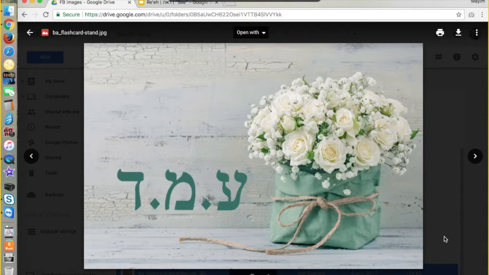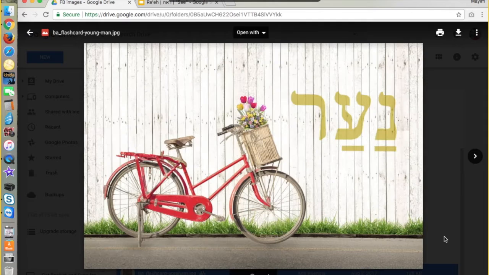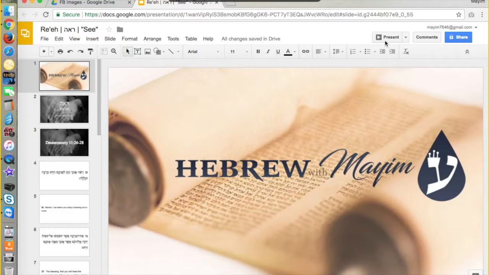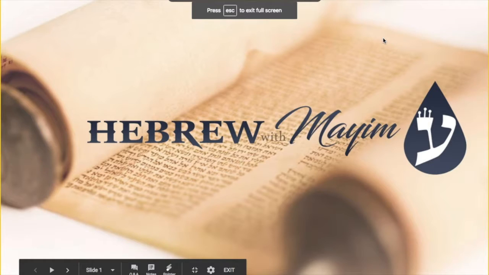Maybe I should change the picture for this one. This is for he stood. Na'ar, and Na'ar is young man. So this is a picture of a young man's bike, and he's going to give some flowers to someone. All right, that's it.